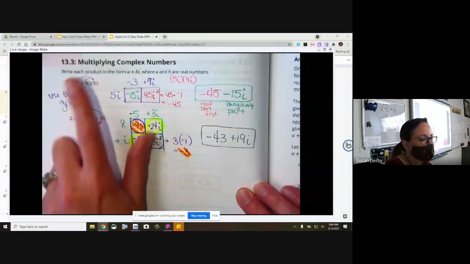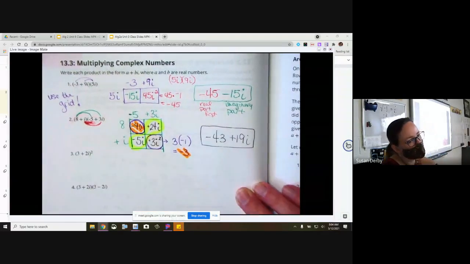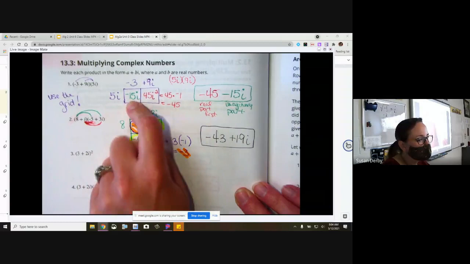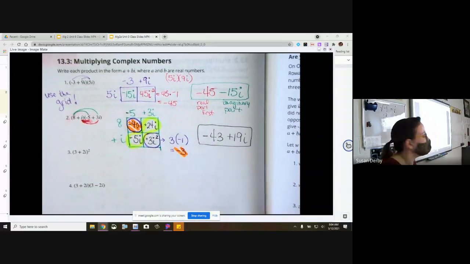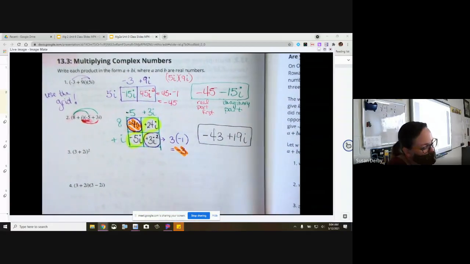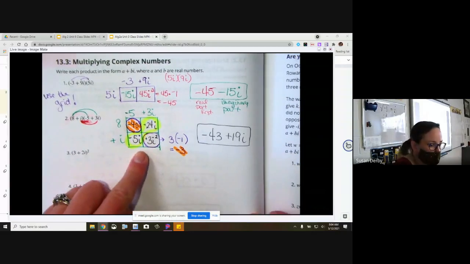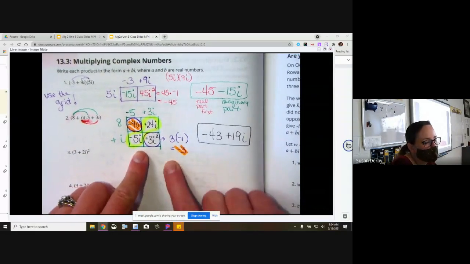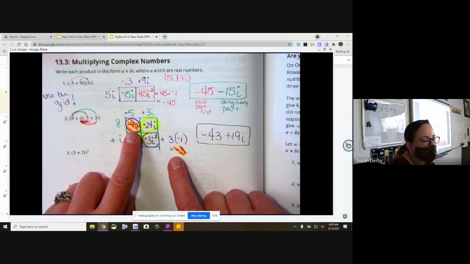Alrighty, so we're looking at 13.3. We've used two examples so far where we used the grid to multiply, and we want to keep on going with that. Now, yesterday we had this last one right at the end of our class together, and so I was highlighting our last ideas that we have two real parts.